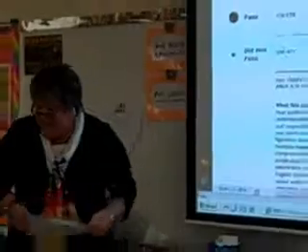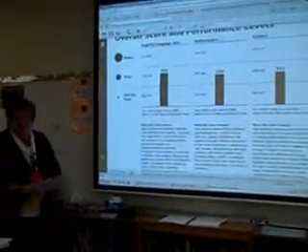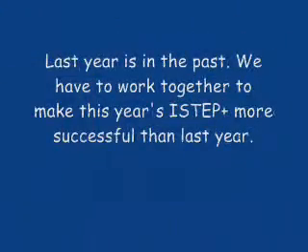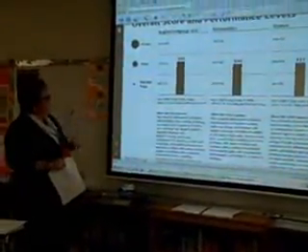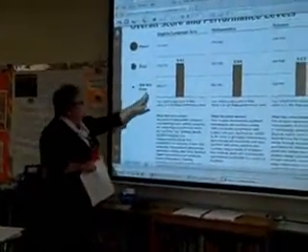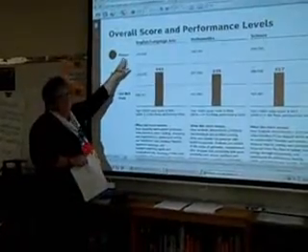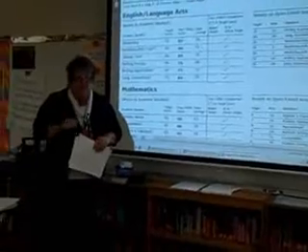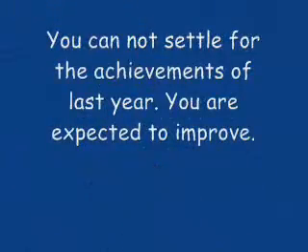Let's talk about ISTEP. Let's look at this chart up here. There are some things I want you to know because I don't want you to be left out in the cold, and no one told me. First off, you're going to look at your overall score and performance levels. You're going to see whether you passed or not, whether you passed or you're in the pass plus range. Sit up, listen to me, all right? You have to score more points each year to pass ISTEP.